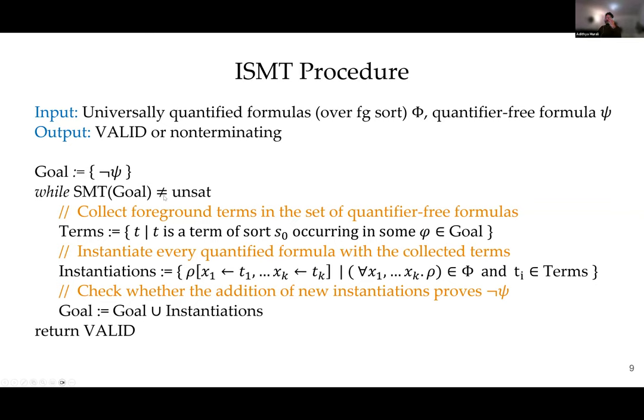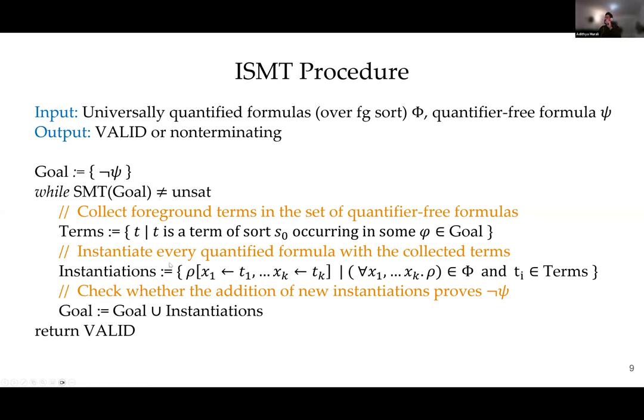And what it does until then is that it looks at the ground terms occurring in the goal at any point. So initially, you just have the negation of your property, and you will keep adding more and more instantiated formulas to it. It'll collect the ground terms occurring in those quantifier-free formulas and instantiate the quantified formulas with those terms. So that's the second line that you see. It instantiates every quantified formula with the collected terms. And then once you obtain these instantiations, you will add them to the current set of formulas that you have and check whether now you can prove your goal again, right? And if you can't, then you'll collect more terms and so on.